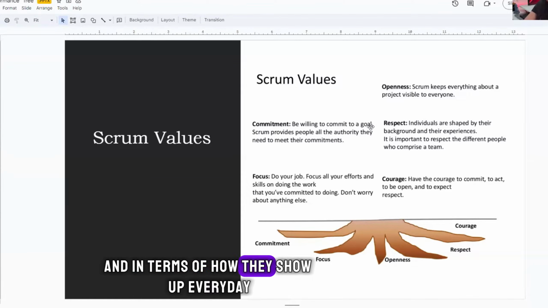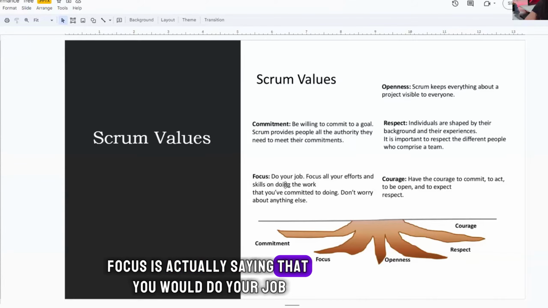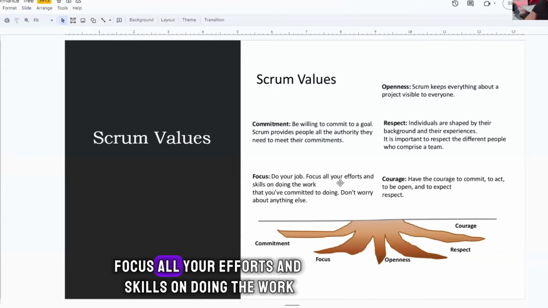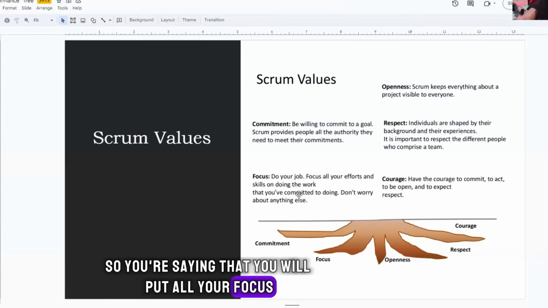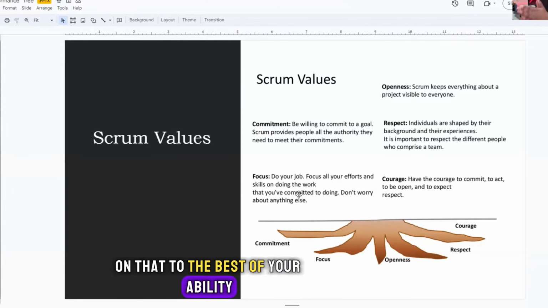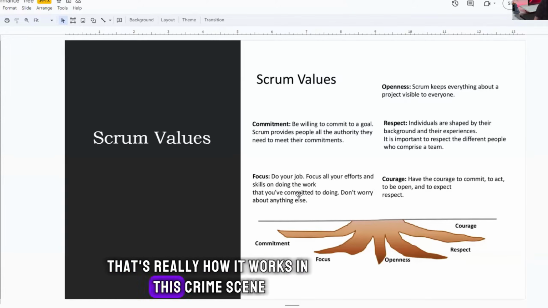And in terms of how they show up every day, let's assess focus. What does focus mean? Focus is saying that you will do your job, focus all your efforts and skills on doing the work that you have committed to for that sprint. In our case here, we're talking about the Scrum team. So you're saying that you will put all your focus on that to the best of your ability so that we all are achieving the goal. Because if one person fails, we all are failing. If one person succeeds, we all are succeeding. That's really how it works in the Scrum team.